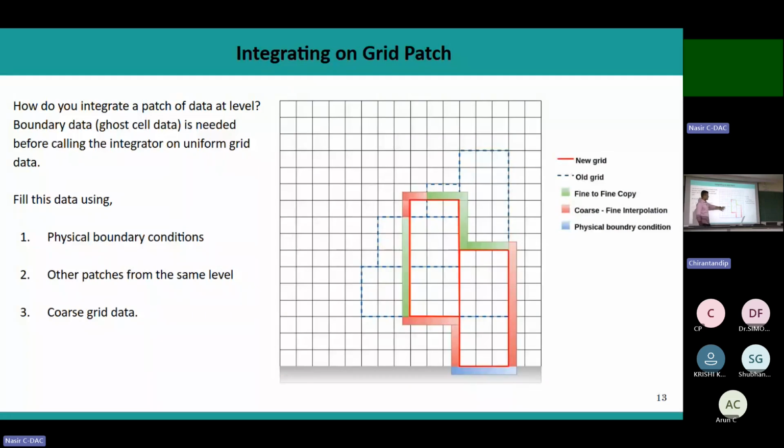Suppose you find the boundary on both sides: some are under the physical boundary, some under the old level. Some we need to pull from the coarse level. Finally, the green part we can just copy from the level, because that part is already there. You can just copy it.